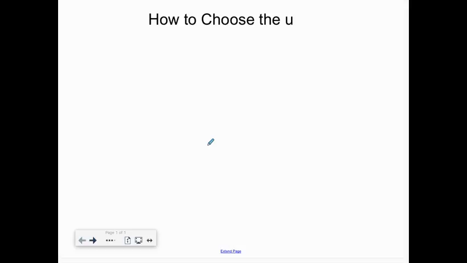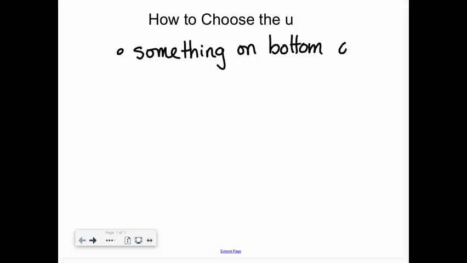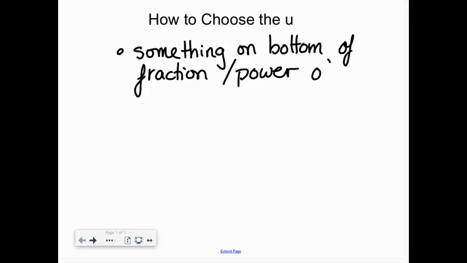I can tell you that in general, not every single time, u is going to be something on the bottom of a fraction. And also frequently, it's in the power of an exponential. Okay, and that should help you.